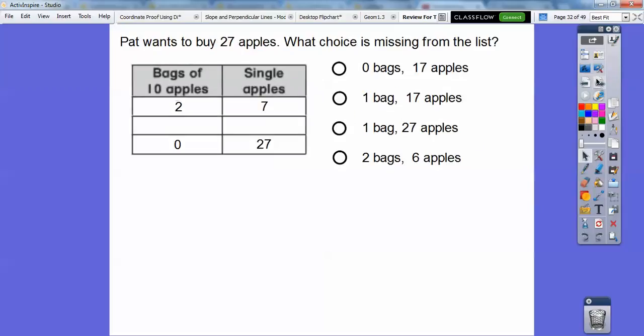So Pat wants to buy 27 apples. Which choice is missing from the list? So she can buy bags of 10 apples, so here's two bags of 10 apples, which is groups of 10, so this would be 20 plus 7. If we decrease this by 1, this would be 1 bag of 10 apples right there, which means increase this number by 10, so 7 plus 10 is 17, so it's 1 bag, 17 apples right there, okay?